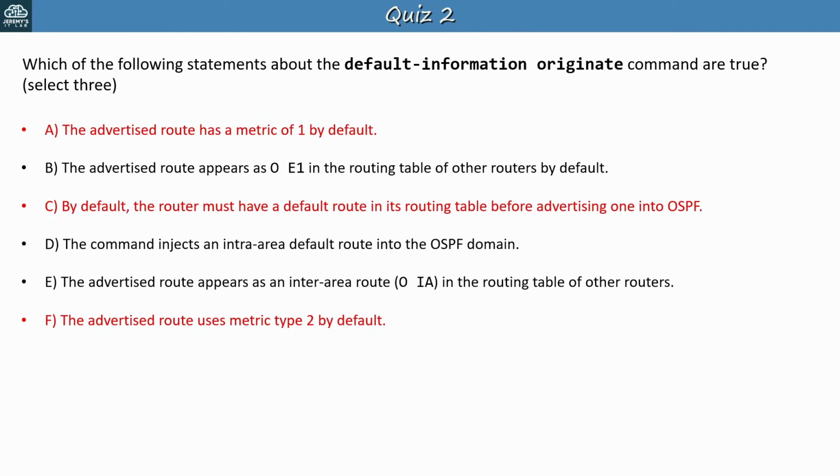D is incorrect because intra-area routes are to destinations within the same OSPF area. This command injects an external route, not an intra-area route. And it's also not an inter-area route, so E is incorrect. Inter-area routes are to destinations in another OSPF area, but this command advertises an external route.